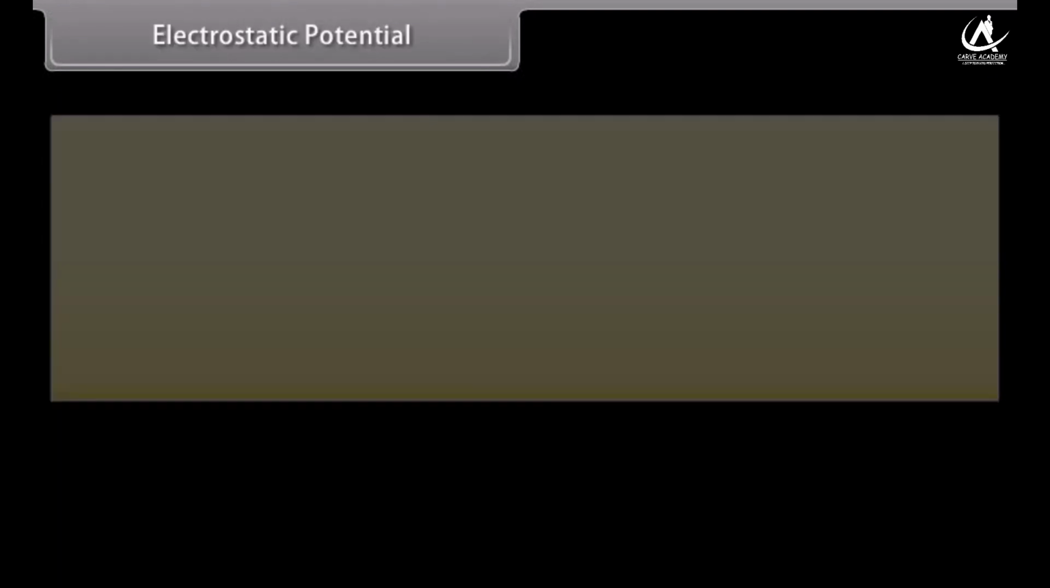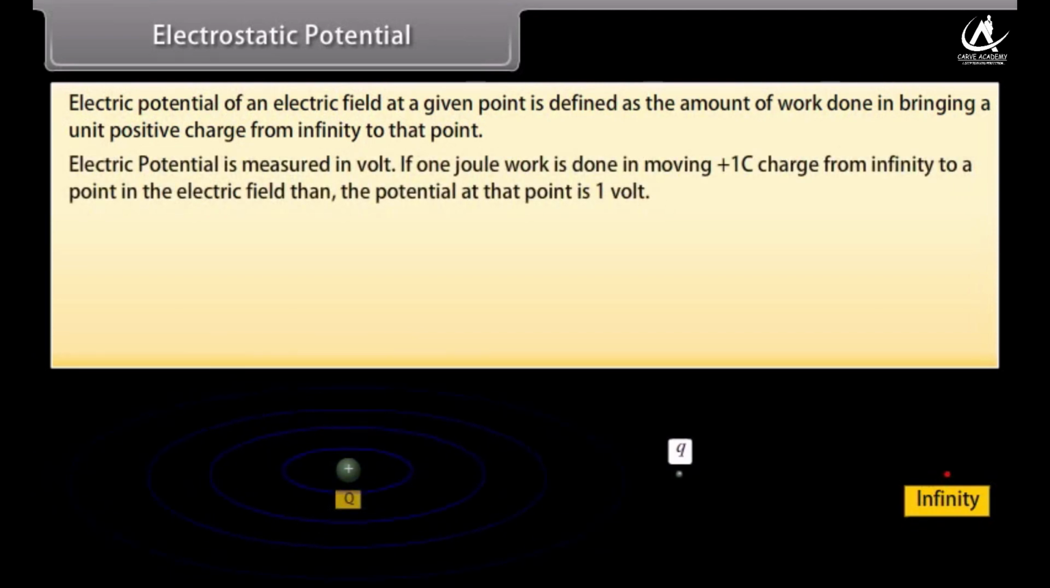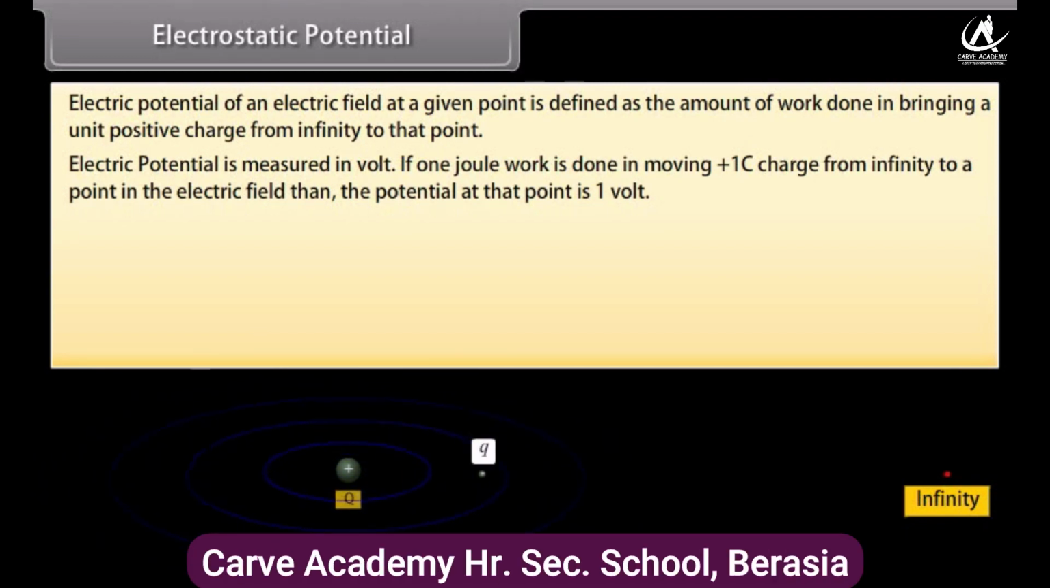Electrostatic potential. Electric potential of an electric field at a given point is defined as the amount of work done in bringing a unit positive charge from infinity to that point. Electric potential is measured in volt. If 1 joule of work is done in moving +1 coulomb charge from infinity to a point in an electric field, then the potential at that point is 1 volt.